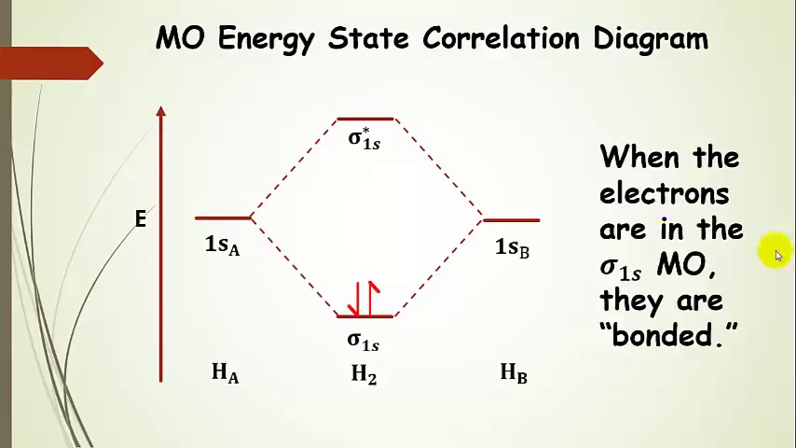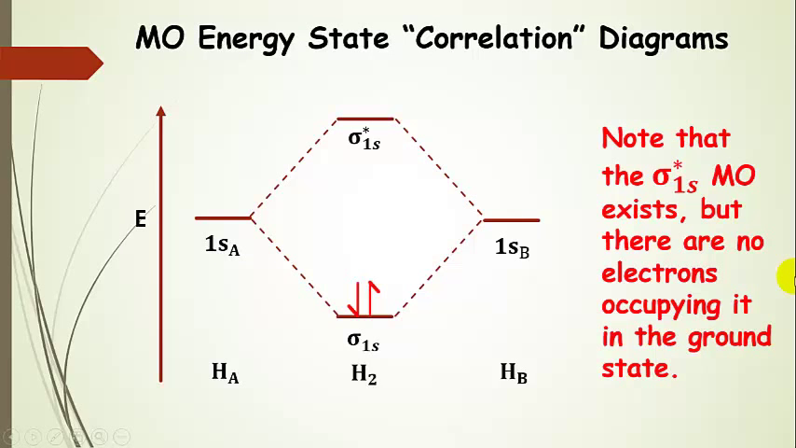Now, when we take the two valence electrons, since each hydrogen had one valence electron, and fill this molecular orbital correlation diagram, we put both of them in the lowest energy molecular orbital, following our filling rules. When those two electrons are in that molecular orbital, we say that they're bonded. Note that the sigma star 1s does still exist, but in the ground state there are no electrons in it, so it just hangs out. So this is our occupied molecular orbital, and it's a sigma bonding interaction.